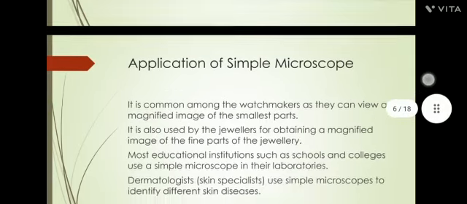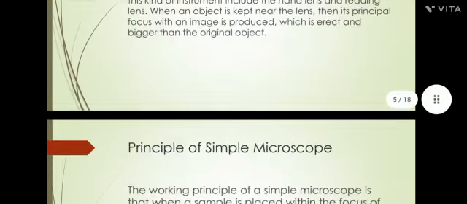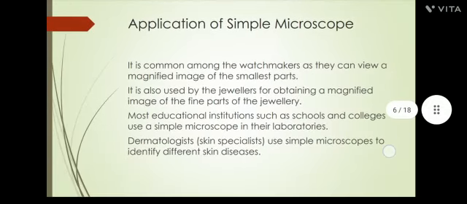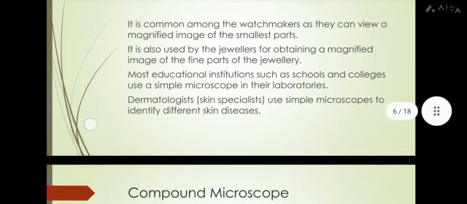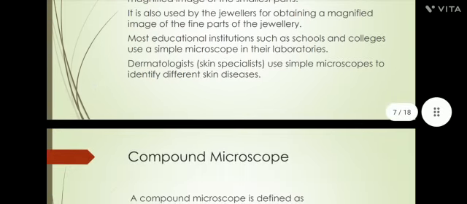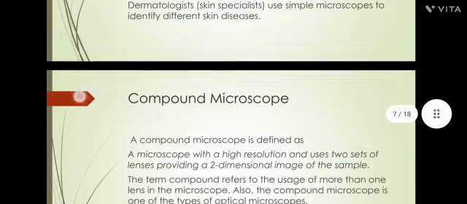Applications of microscopes. Now we are going to see what the applications of a simple microscope are. It is common among watchmakers as they can view a magnified image of the smallest parts. It is also used by jewelers for obtaining a magnified image of fine parts of the jewelry. Most educational institutions such as schools and colleges use simple microscopes in the laboratory. Dermatologists also use simple microscopes.